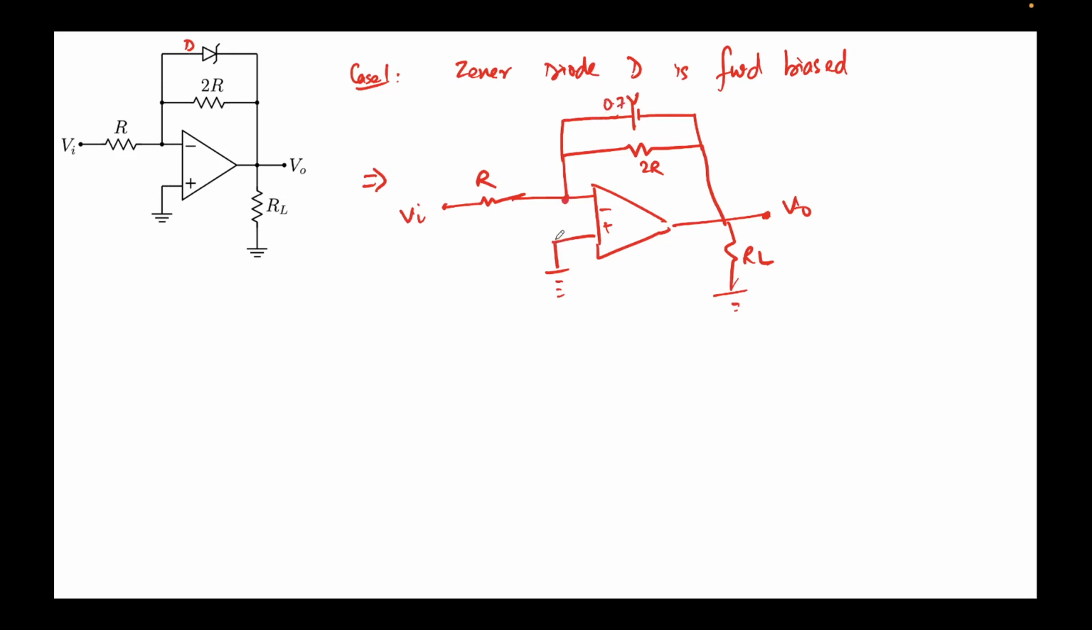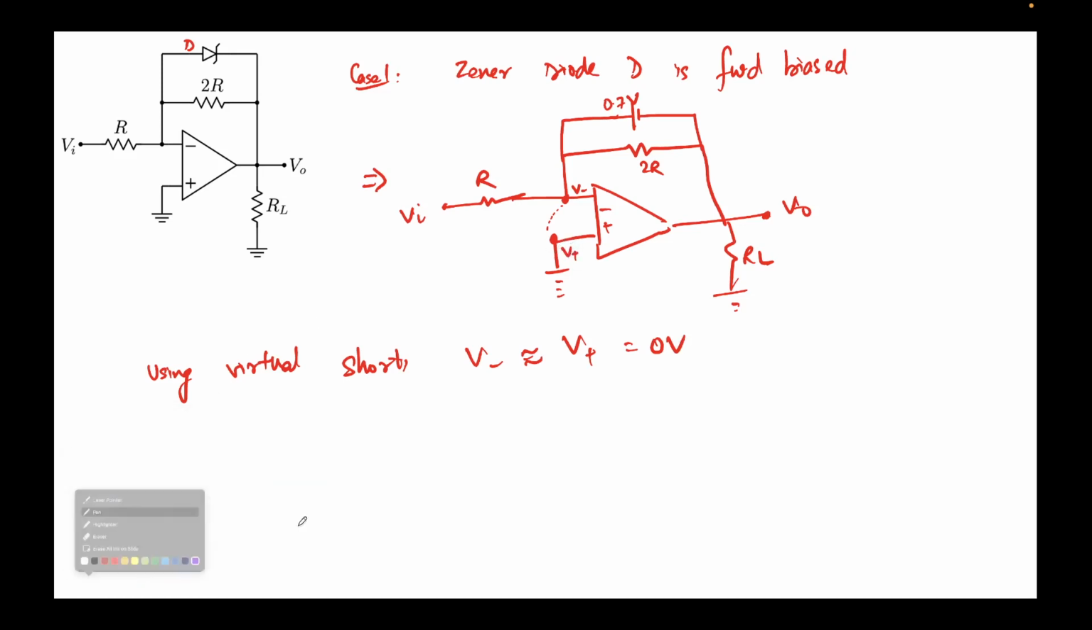Also please note that there is a virtual short condition. So this is V minus, and this is V plus. Using virtual short, V minus is approximately equal to V plus, which I can say is 0 volts since V plus is grounded. Now I'll draw the currents.